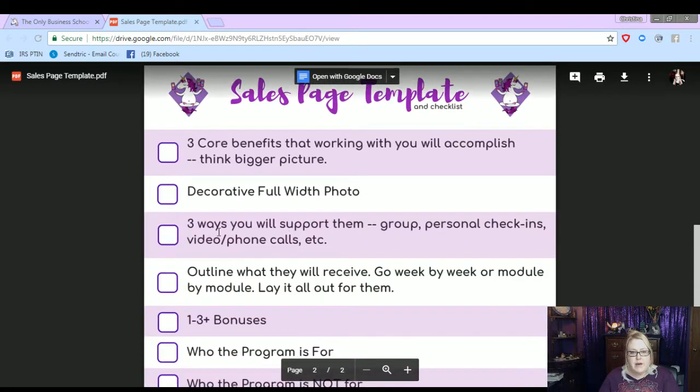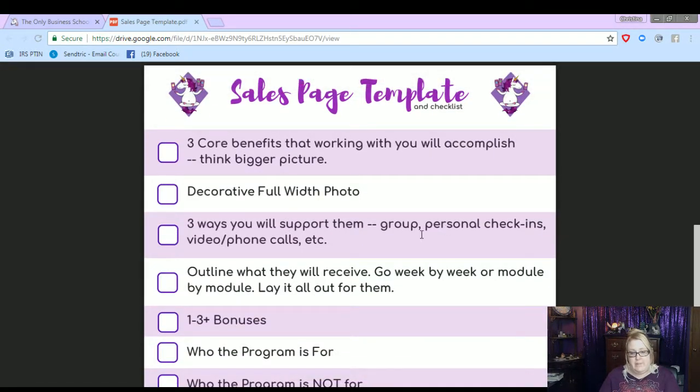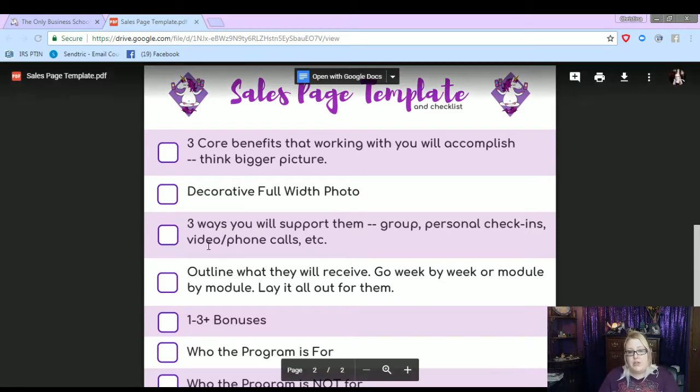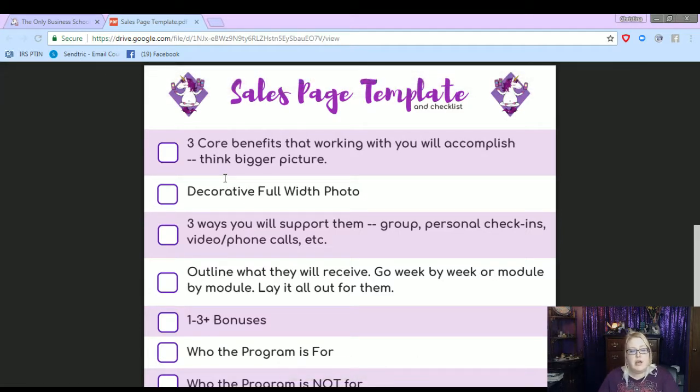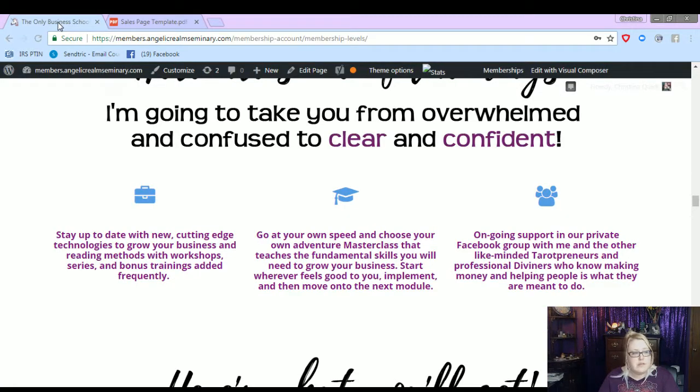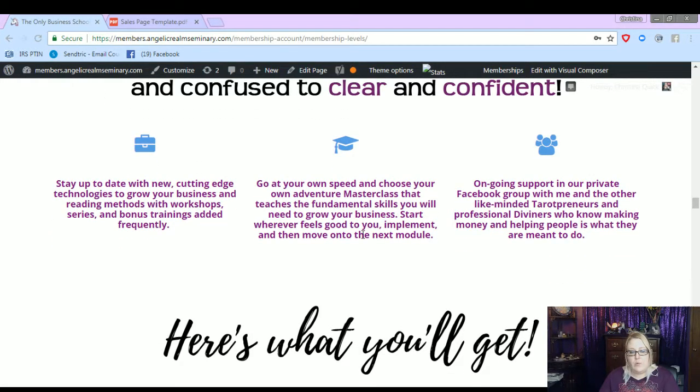And then you want to talk about the 3 ways that you will support them, which could be a lot of different things, just depending on how you want to set it up. You could have a group. You could do personal check-ins with accountability. You could do video trainings, phone calls, lead circles, full moon rituals. Oh my gosh, there's so many things that you could do. Exclusive workshops, like Rachel does, exclusive challenges in her academy and things like that. So you want to tell people what they're going to get inside of whatever it is they're buying that is different from what you're offering out there in your free groups, right?